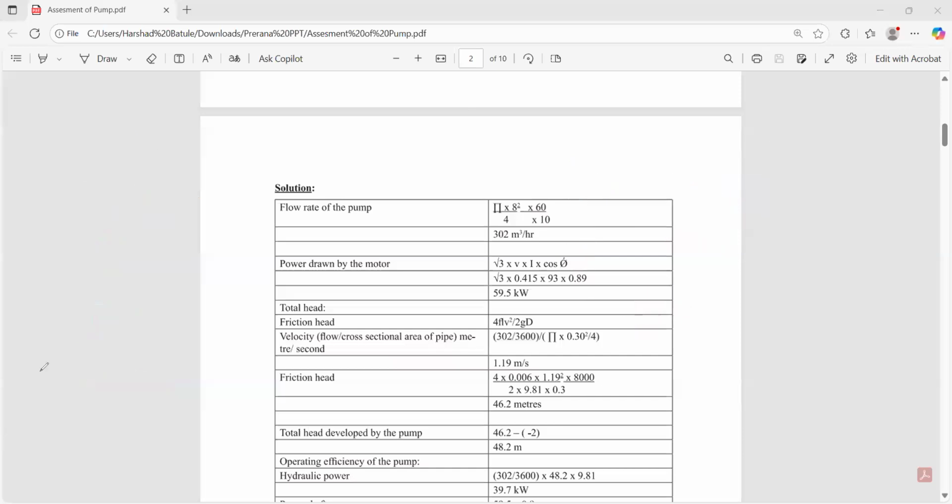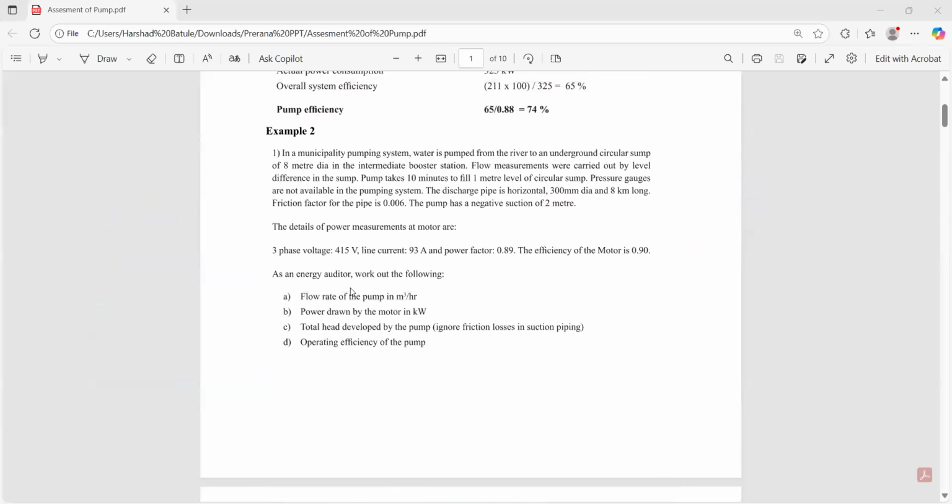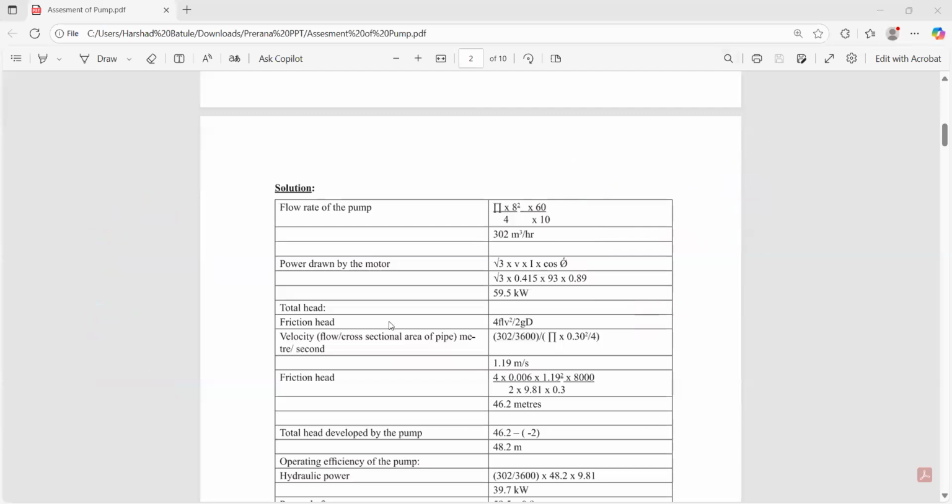They have given the power drawn by the motor. So you have been given three-phase voltage 415 volt, line current, a power factor, and efficiency of motor. To calculate the power drawn by the motor, for three-phase power, root 3 VI cos phi is the formula. So root 3, V voltage is 0.415, I is 93, cos phi is your power factor 0.89. So your power drawn by the motor is 59.45 kilowatt. Got it?